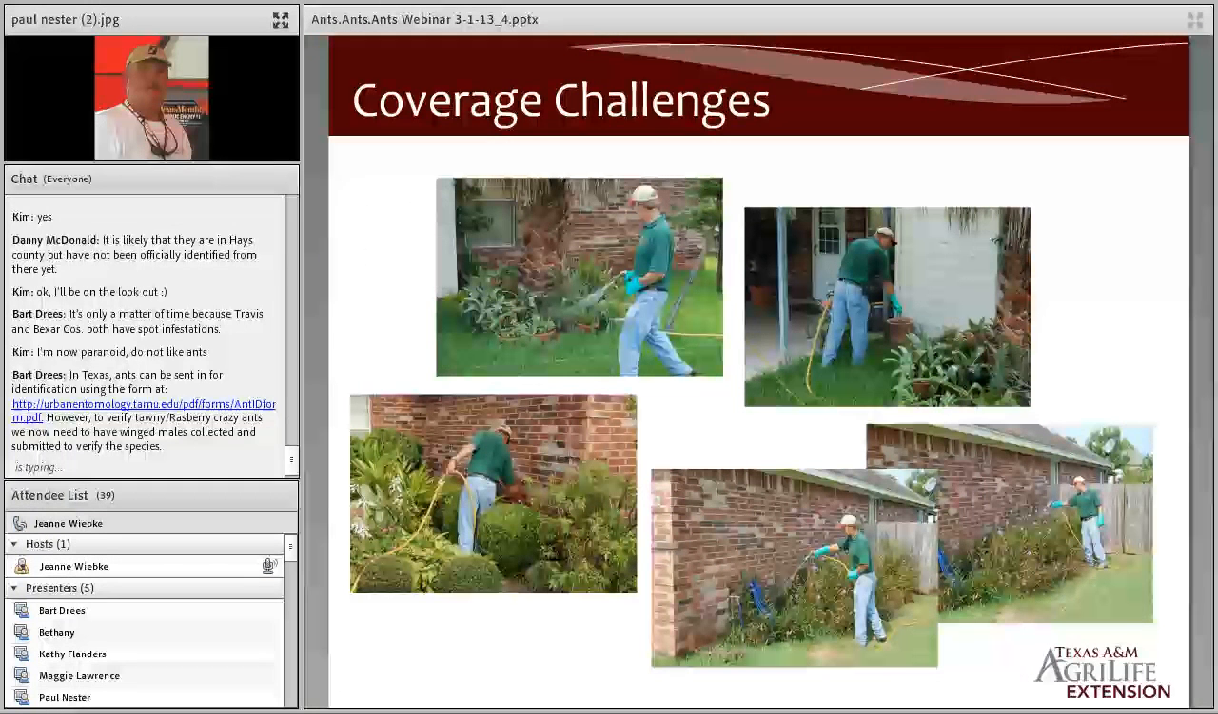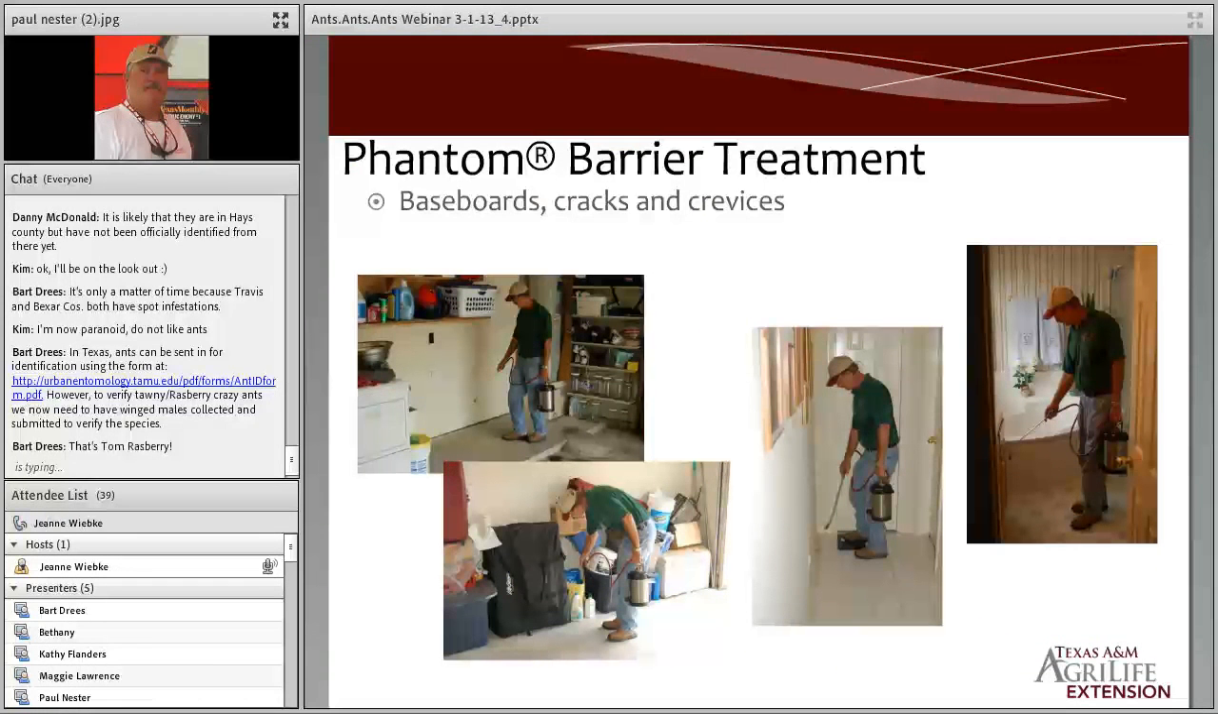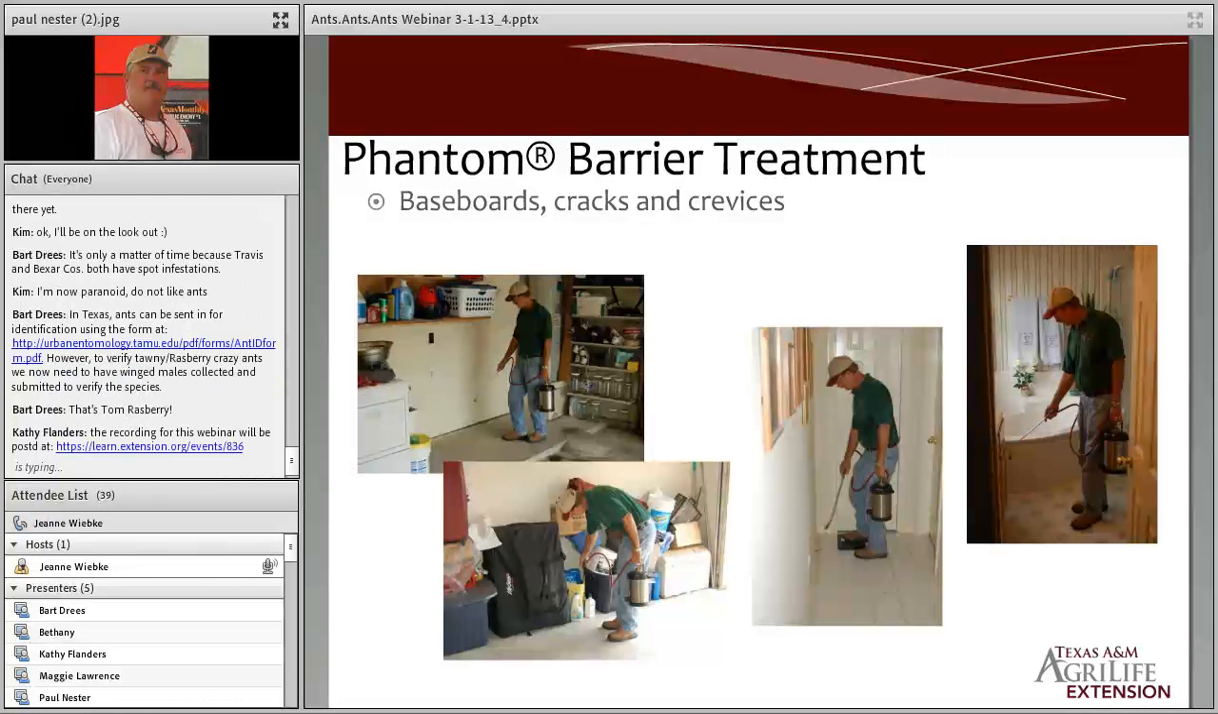There are coverage challenges. Remember, I mentioned their severe pruning or removal of landscape plants. Here's a good example. Termidor SC is a very expensive product to put out, and all this does is hinder its effect. So this is something that the homeowner may consider, that they do need to remove the landscape or severely prune it to make sure that the Termidor SC is there to do its job. The Phantom inside, we have the same type of conditions. Clutter is not conducive to good pesticide. So what we want to do is remove the clutter, and then the barrier treatments can be much more effective.